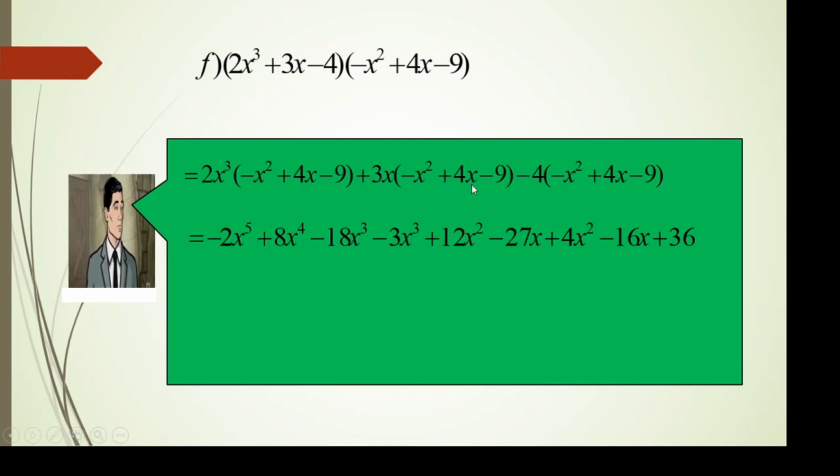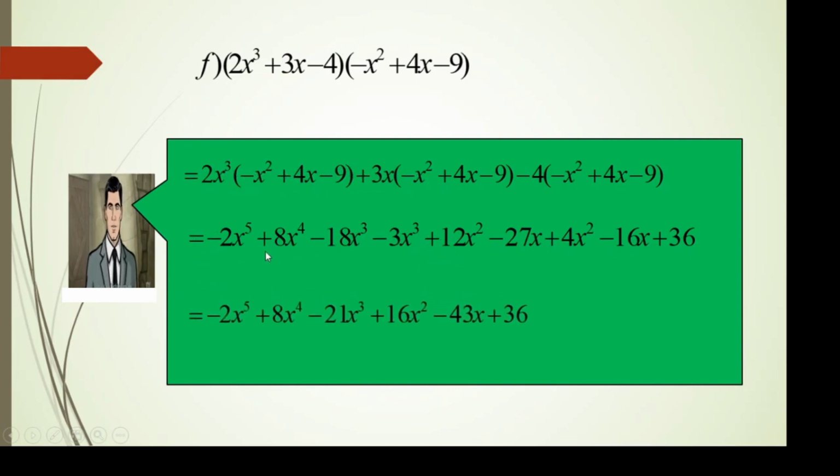Then distribute 3x times negative x squared, and that is negative 3x power 3. Then multiply 3 and 4, it is 12. Then x times x, x squared. Multiply 3 and negative 9, that is negative 27. Then copy x. Multiply negative 4 to negative x squared, and that is positive 4x squared. Multiply negative 4 times 4, that is negative 16. Then copy x. Then negative 4 times negative 9, that is positive 36.